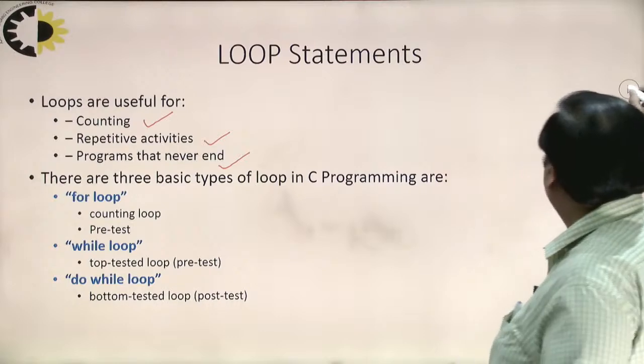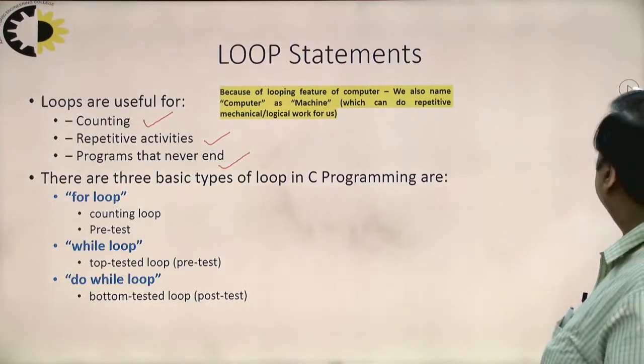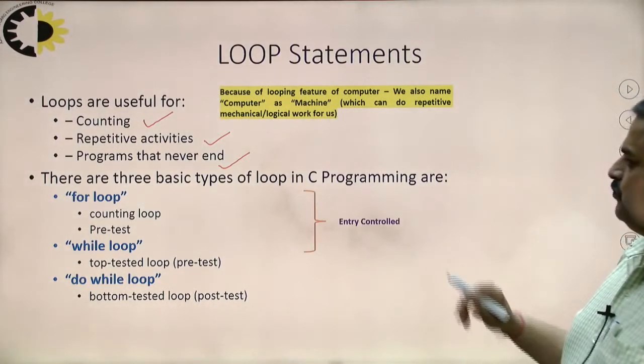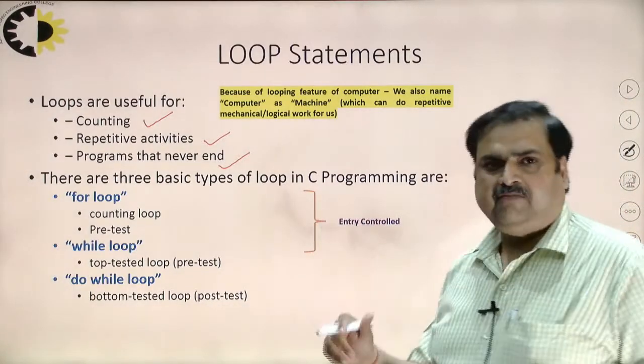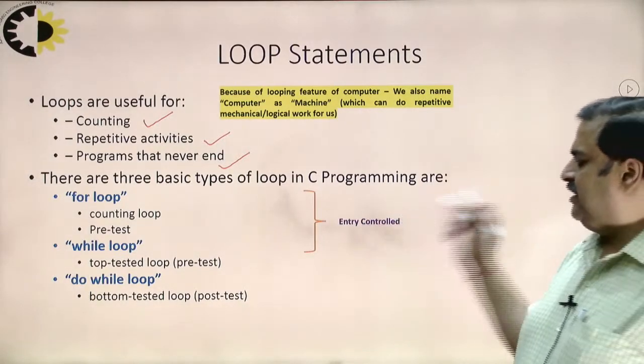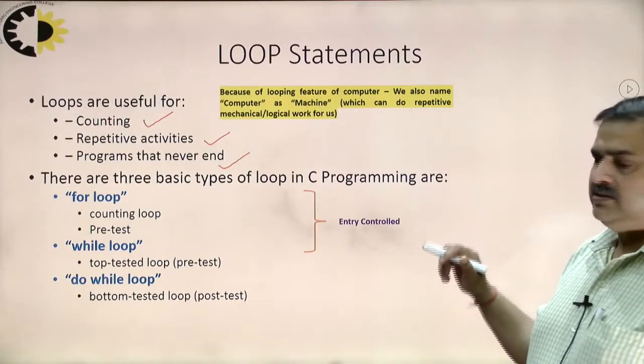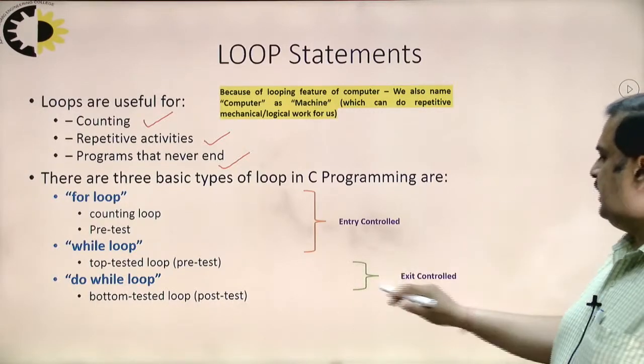Okay. So the for loop and the while loop are both entry controlled loops, whereas the do while loop is the exit controlled loop.